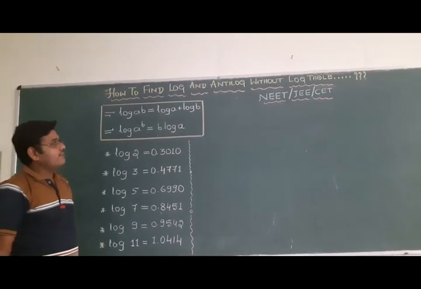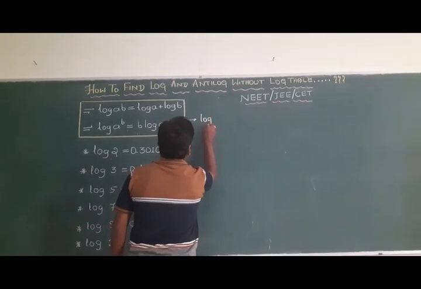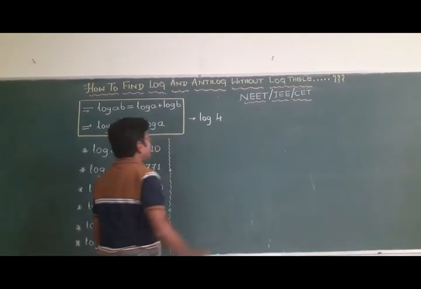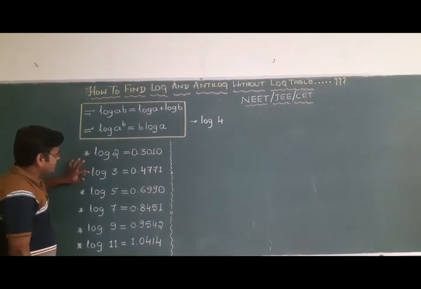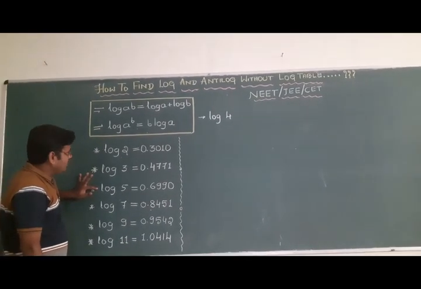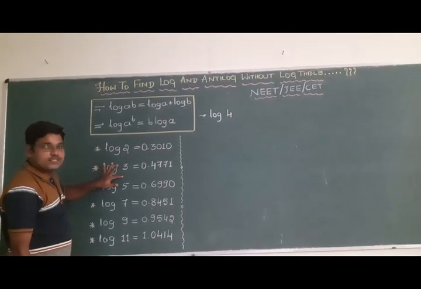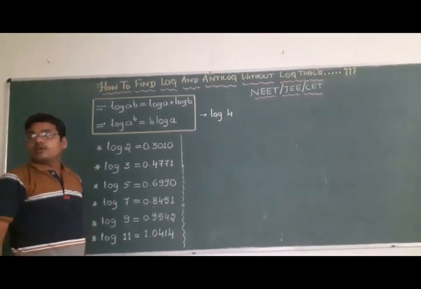Now let us take one example. The first example is log 4. Already in this list log 2 value is there and log 3 value is there. Next, the third one is log 5. So log 3 and log 5 are there, log 4 is missing. So let us take the first example, log 4.